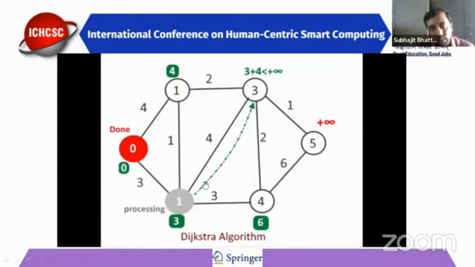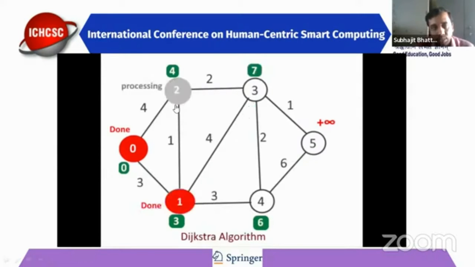From 1 to 3, it has been 7, less than infinite. So it has been updated again. Now node 1 has been done. Then we process the second node. The second node to the third node distance is 6, which is less than the one from 0, 1, 3. So that's why we update through node 2. So node 2 is done, no other node is connected.